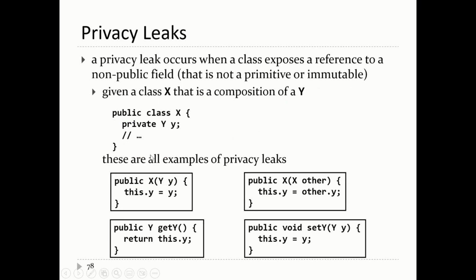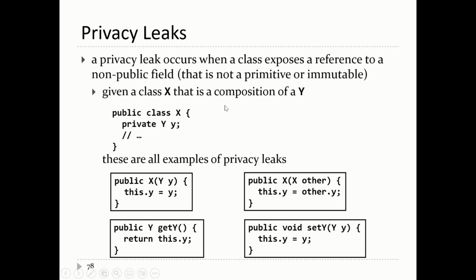Okay, so in summary, a privacy leak occurs when your class exposes a reference to a non-public field that is not primitive and not immutable. It doesn't matter if you expose a reference to an immutable field. So for example, if your class has a string, then you never use composition, because there's no point in copying the string. It can't be changed anyway. If it's primitive, it also doesn't matter, because you can never share a primitive value with somebody else in Java.